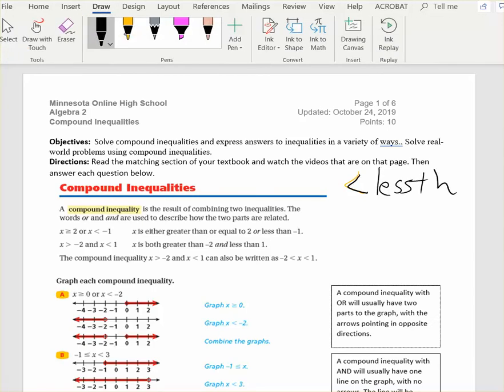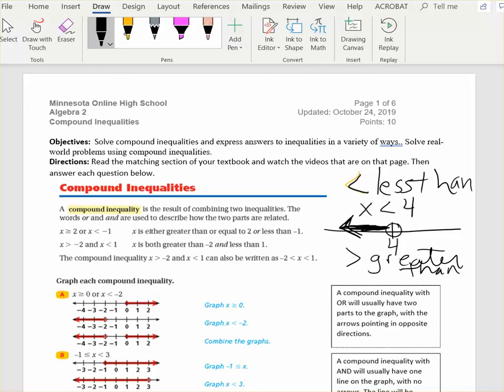And if we're graphing x is less than, let's say, 4, you would have an open circle at 4 because we would not want to include that endpoint, and you would go to all the numbers less than that. So you would draw an arrow this way. This means greater than, and if you had x is greater than 4, you would have an open circle at 4 and an arrow to the right.